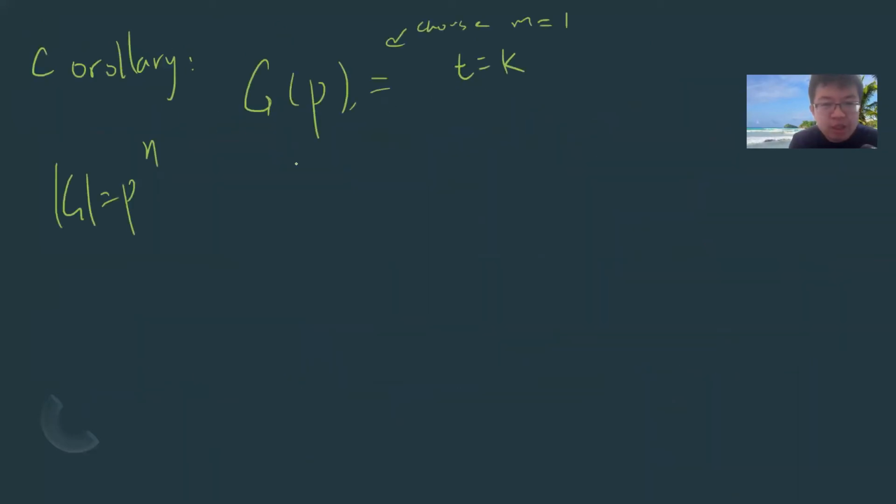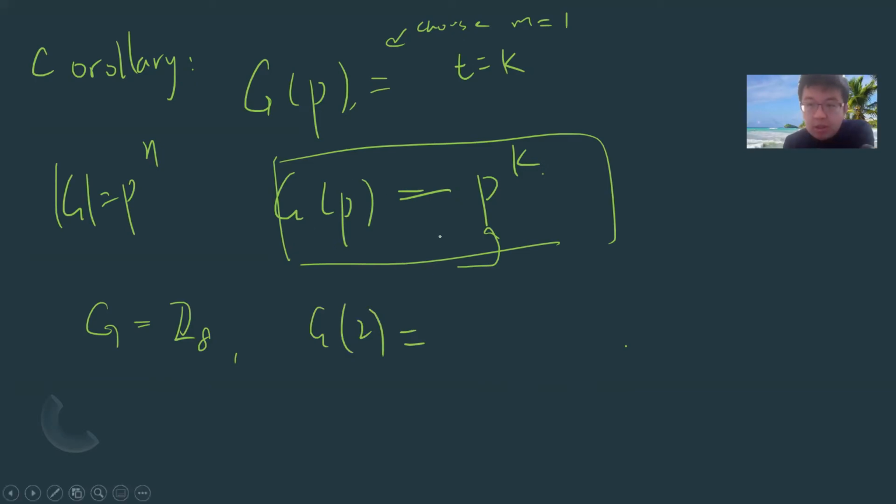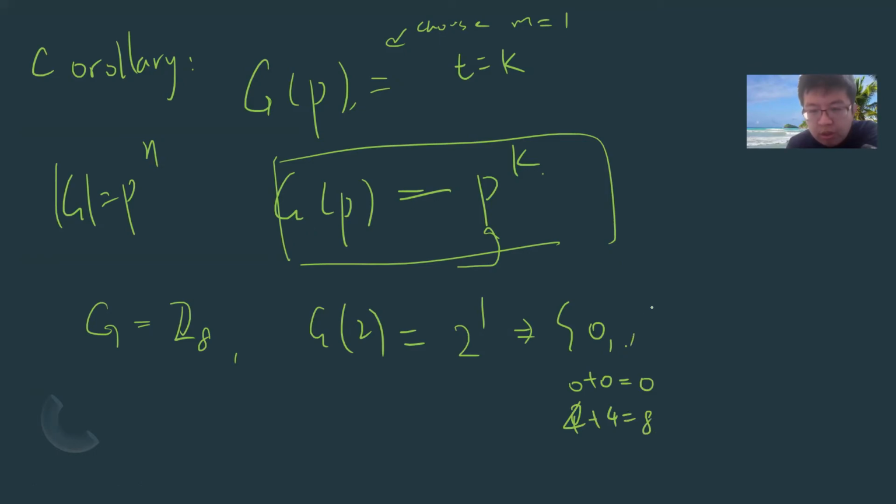So yeah, t must be k. So G[p] will just be p to the k, okay? So for example, let's see this example. Let's say G equals D8, then what's G[2]? By definition, G[2] can only be 2 to the 1, right? Because in this factorization, you only get 2. So you can easily say that it must be 0 because 0 plus 0 is 0, and 4 plus 4 is 8, right? So you get 0 and 4, so there are actually 2 of them. So this is non-trivial, not very easy to see.